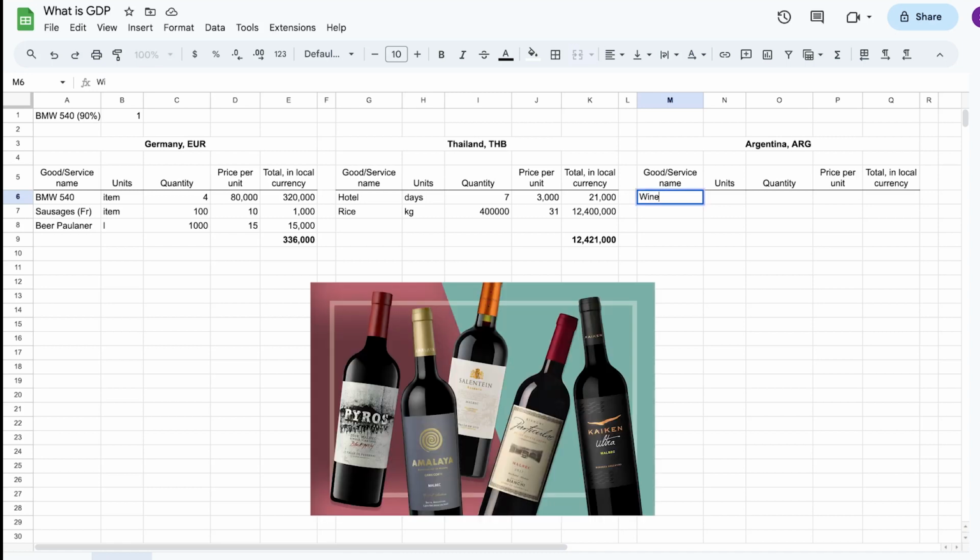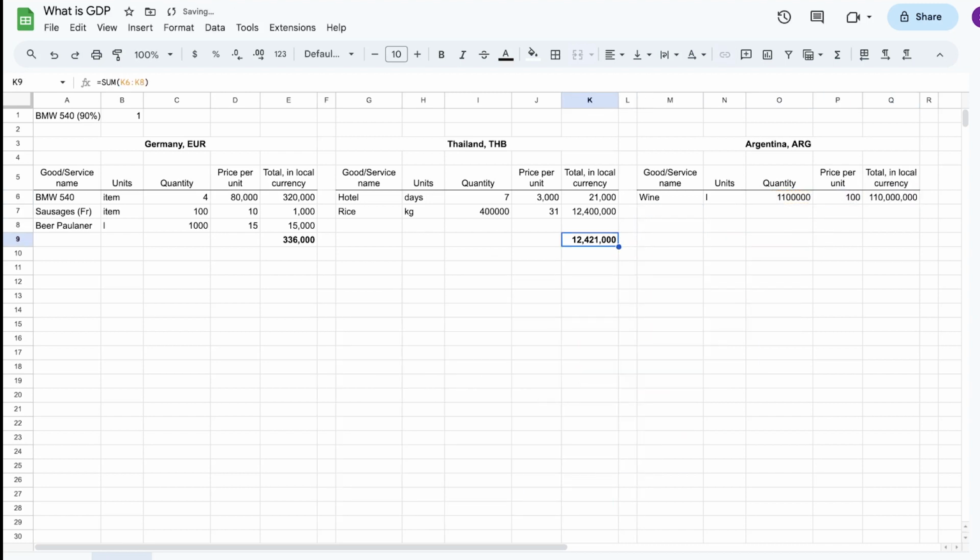Let's assume that everything which was produced in Argentina during the current period is 1,100,000 liters of wine with a price of 100 pesos per liter, which results in 110 million pesos. Our imaginary Argentinians just understood the essence of life.